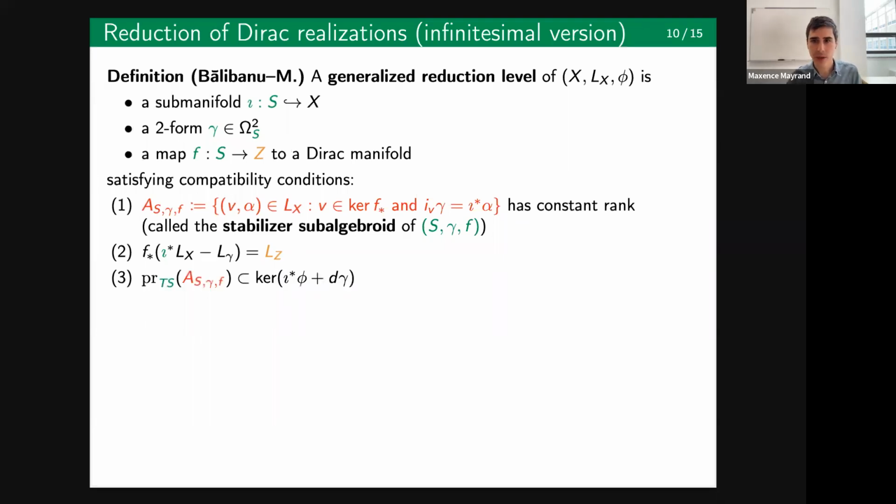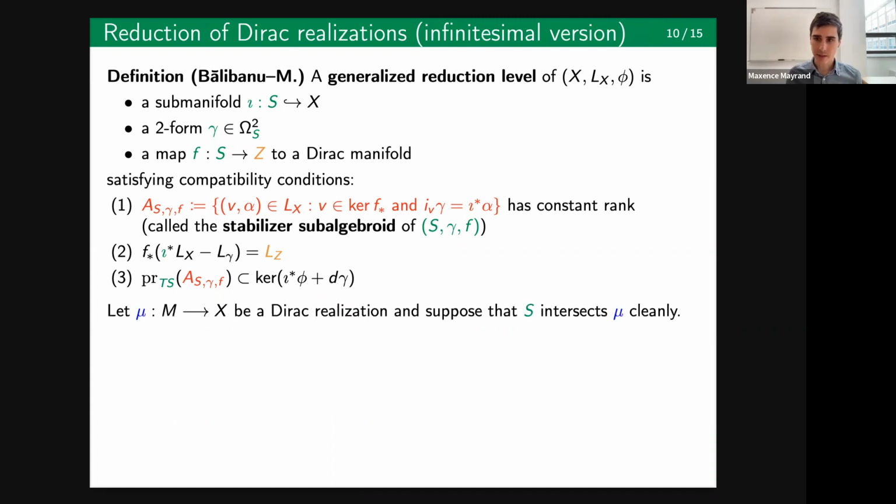And then previously we had a condition where the pullback of phi had to be exact, given by minus d gamma. We can relax that. In most cases, what we have is this condition that the pullback of phi is exact and is minus d gamma. But more generally, we can require it to be exact only along the leaves of the action of this Lie algebroid, meaning the projection onto TS is the anchor map for this Lie algebroid, and that this has to sit in the kernel of this three-form.